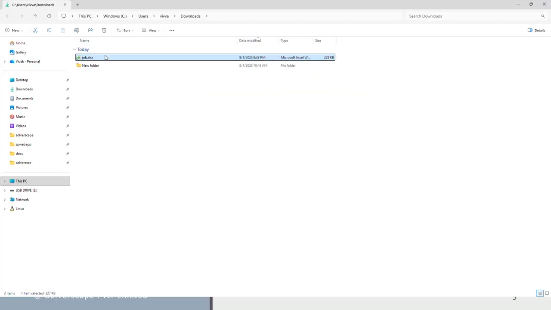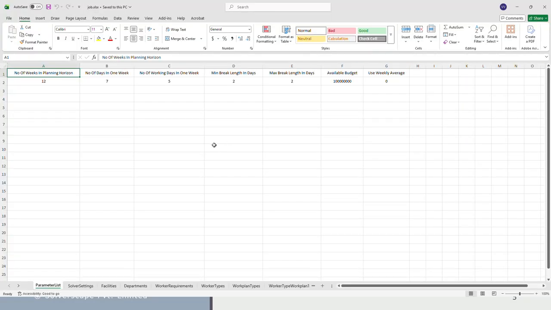Let's open this job. So this sheet now contains all the information that was not only given by the user, but also the information that was given back by the model, the solution information. So what did the user enter?